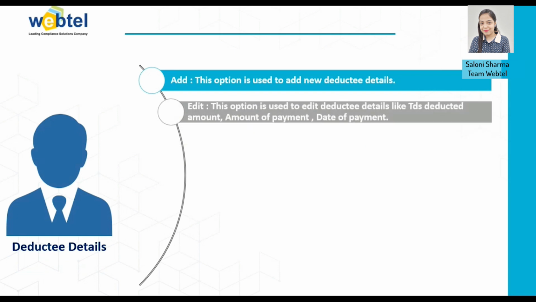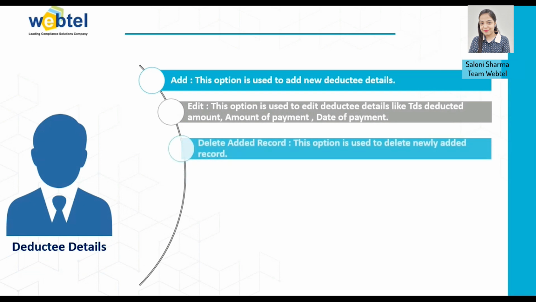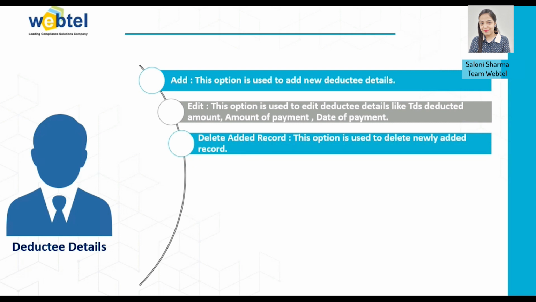Then comes the edit option, and through this edit option, deductee details can be edited or any modification can be done in the existing entry. For example, TDS deducted amount, amount of payment, and date of payment can be changed by using the edit option. Then comes the delete added record, and through this option, only the newly added entries can be deleted.